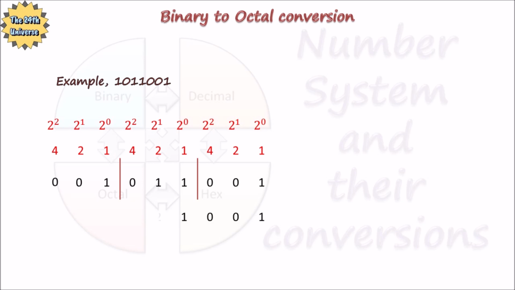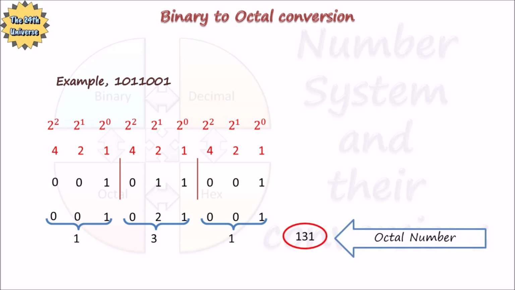1 times 1 is 1, 2 times 0 is 0, 4 times 0 is 0. Next group, 1 times 1 is 1, 2 times 1 is 2, 4 times 0 is 0. Next group, 1 times 1 is 1, 2 times 0 is 0, 4 times 0 is 0. So, in each group, you have these decimal values. Add the numbers in each group. Now you have 1, 3 and 1. Put them together to get the final octal number, that is 131.